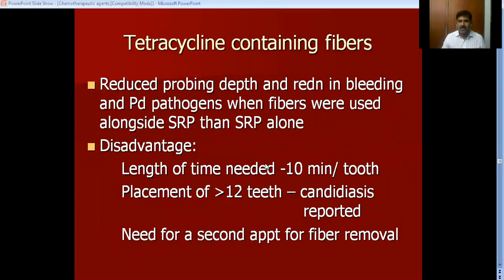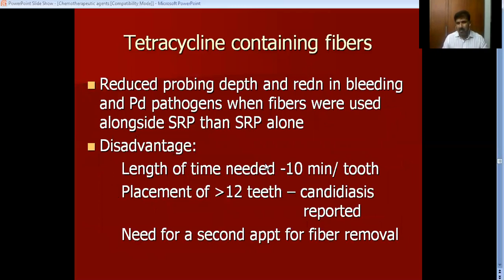Now, you place these fibers, but there are certain disadvantages. These EVA fibers never resolved. One, to place these fibers into a periodontal pocket around a single tooth all around, it usually took around 10 minutes. So just imagine if you have 32 teeth, how much time is needed to place it all down.